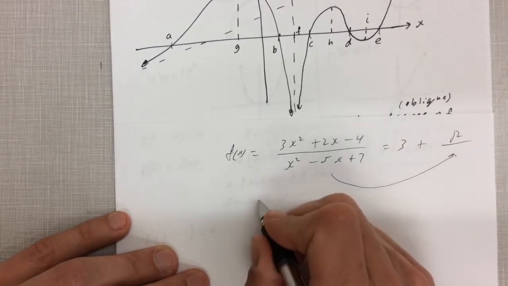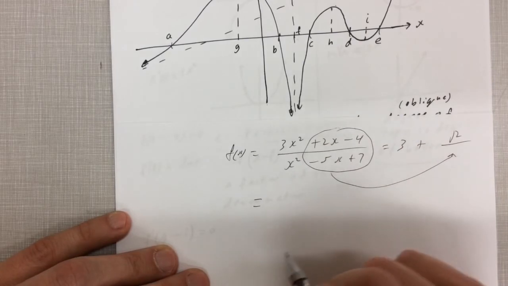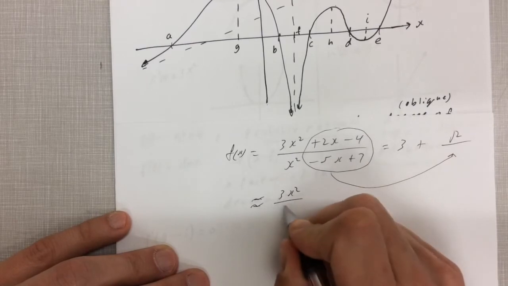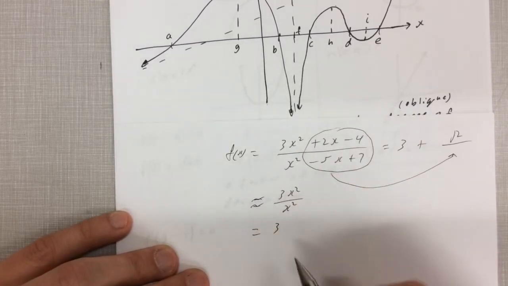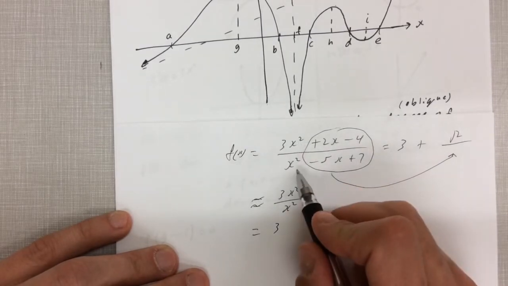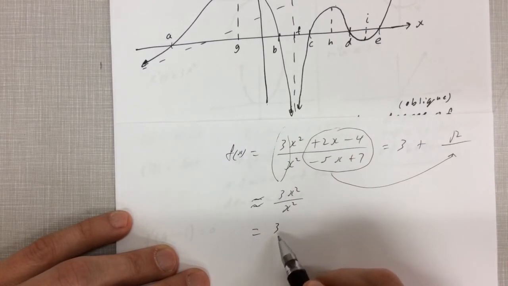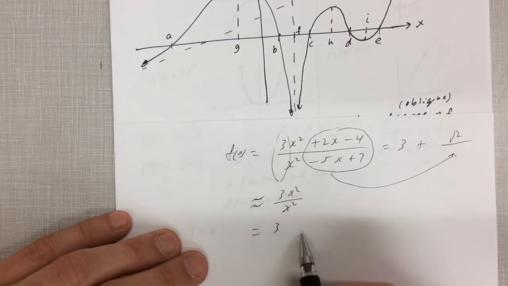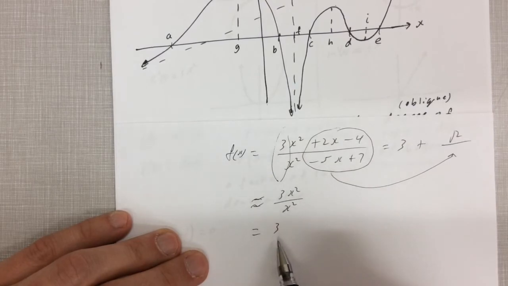Okay, so as x gets really large, these parts here become negligible. And basically the function is approximately 3x squared over x squared. And that equals 3. So when the numerator degree is the same as the denominator, you take the leading coefficients, divide them out, and that is your horizontal asymptote. Okay, so for this function, the horizontal asymptote would be y equals 3. Because as x gets really large, the function approaches 3.